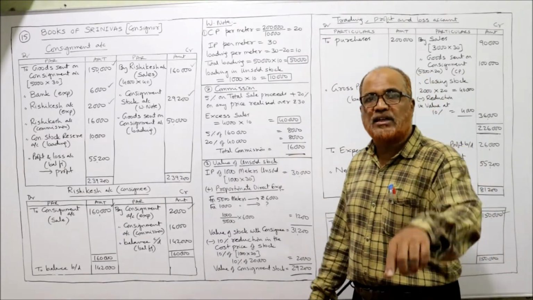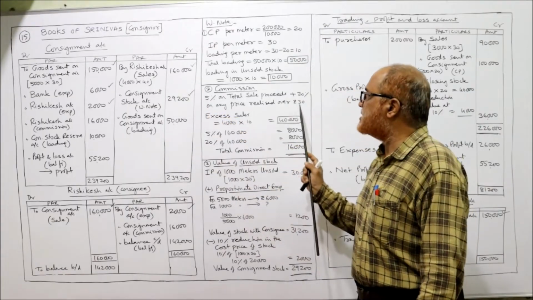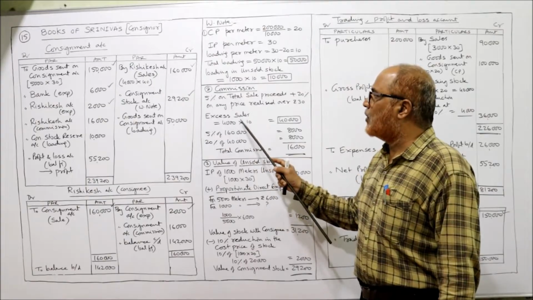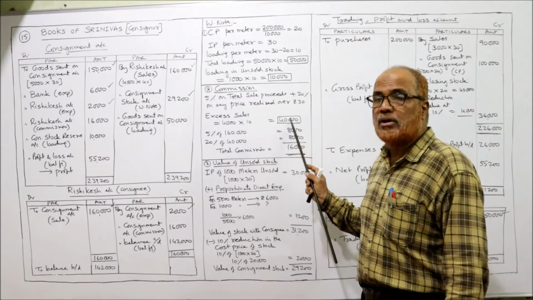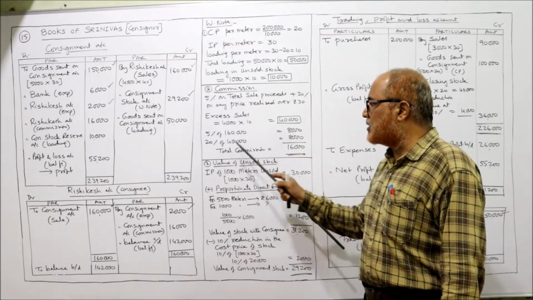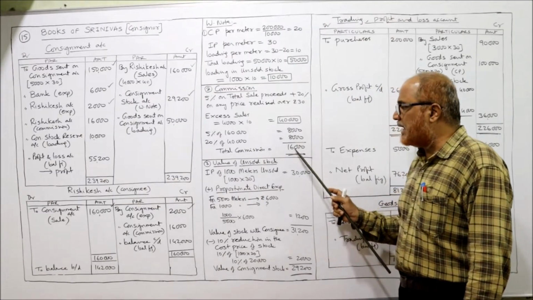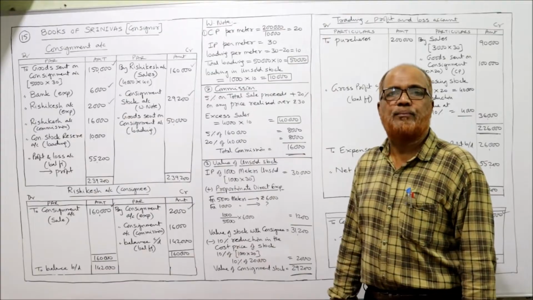Surplus realized over 30 rupees. So over 30 means 10. 40 minus 30 is 10. How many meters? 4,000 meters. So 4,000 into 10, 40,000. This is the excess surplus amount. Of this surplus, 20%. So 5% of 1,60,000, 8,000, and 20% of 40,000, 8,000. So 8,000 plus 8,000, 16,000 is the total commission.